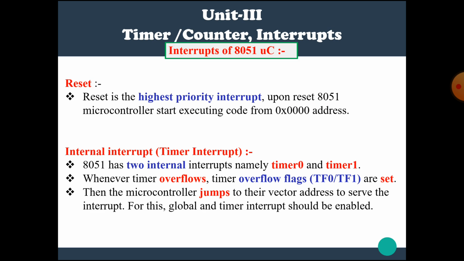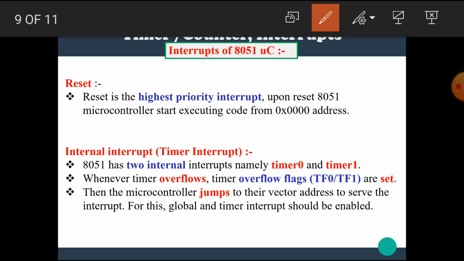Now let's see the details about the interrupts. First one is reset. The reset is the highest priority interrupt. Upon reset, the 8051 microcontroller starts executing code from address 000. We already learned this function of the reset pin: if the reset pin is pressed, then the 8051 microcontroller stops all its current tasks and jumps to its initial or starting address. I hope you all remember this.